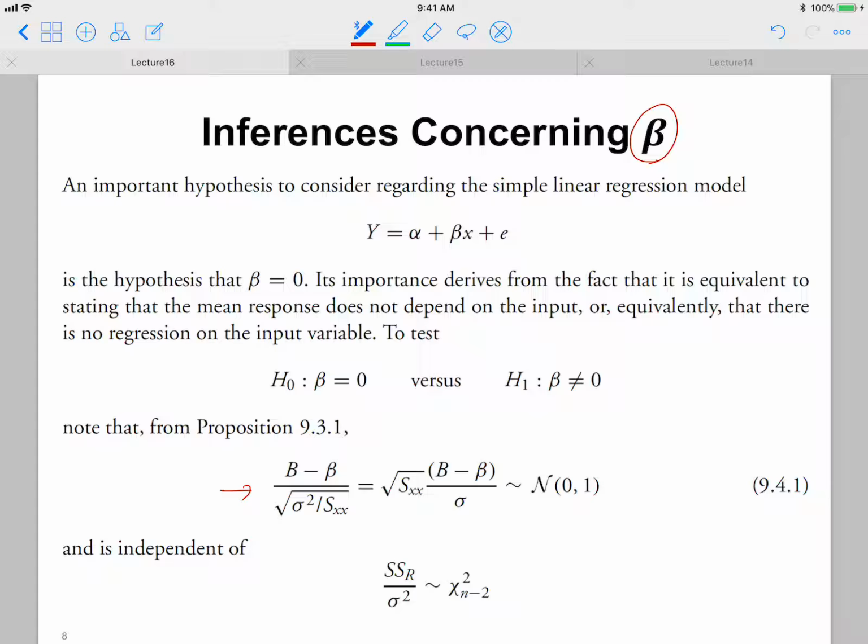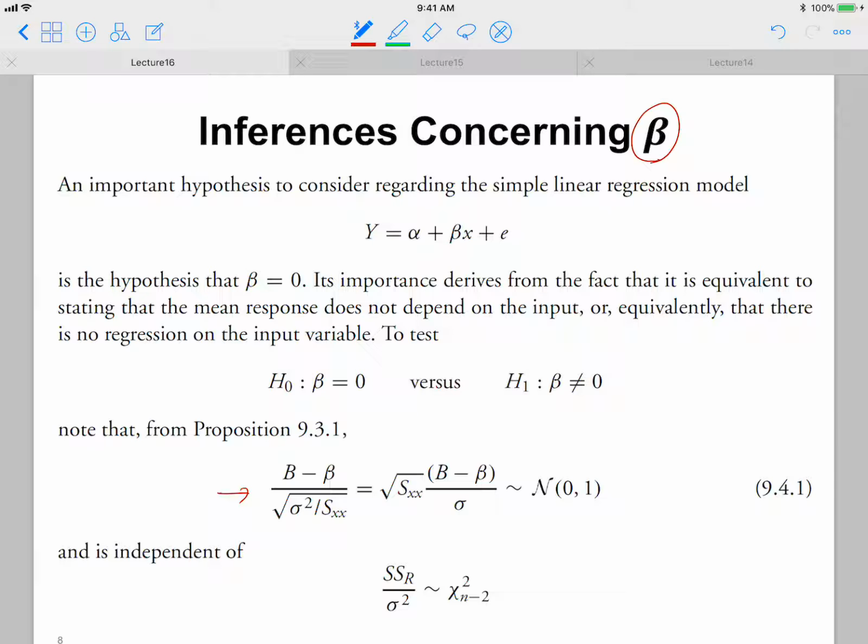Okay, so let me first describe the problem setting. We consider a linear regression form, but we are interested in determining whether beta, which is our slope, is actually 0 or not. So our two hypotheses are as follows. The first one is beta is 0, and the second one is beta is not 0.